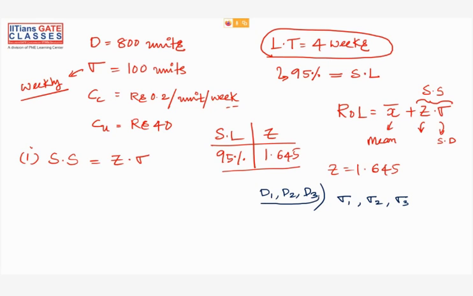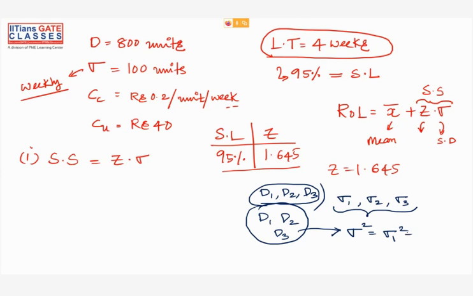If I mix these data sets in one place, data set 1, data set 2, and data set 3, what is the combined standard deviation? Say it is some sigma. If you are given only the standard deviations, you convert the standard deviations of data sets 1, 2, 3 into a single one using this formula: sigma square equals sigma 1 square plus sigma 2 square plus sigma 3 square.